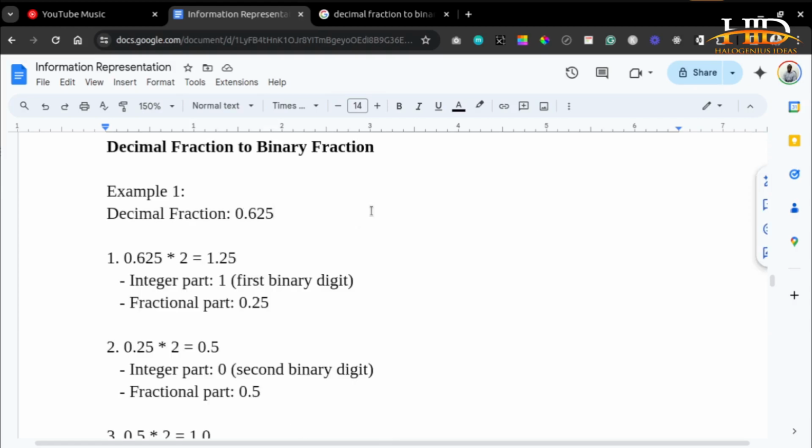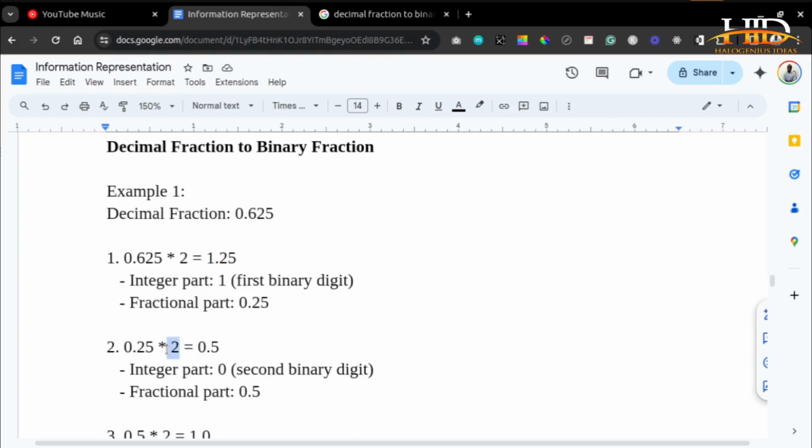Now, the next type of conversion that we're going to be looking at is the decimal fraction to binary fraction. So let's take for example, I have a decimal fraction 0.625. The first thing I want to do is to multiply this number by 2 since I'm converting to binary. So I'll multiply it by 2 first, then I'll have 1.25. I'm going to note my integer part, then the fractional part. This fractional part, I'll multiply it by 2 in the next step.